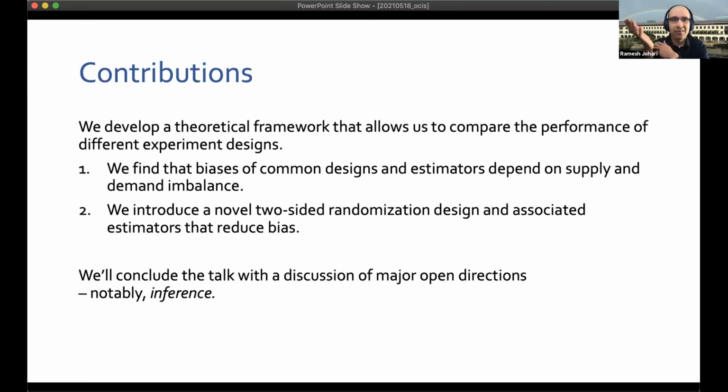You'll notice the word inference didn't show up here, which is borderline blasphemous for a causal inference seminar. And that is indeed a very important open direction out of the work that we've done here. This talk is really focused on an analysis of bias. And I'll come back a little bit at the end of the talk to these open directions, of which the most notable omission is inference.